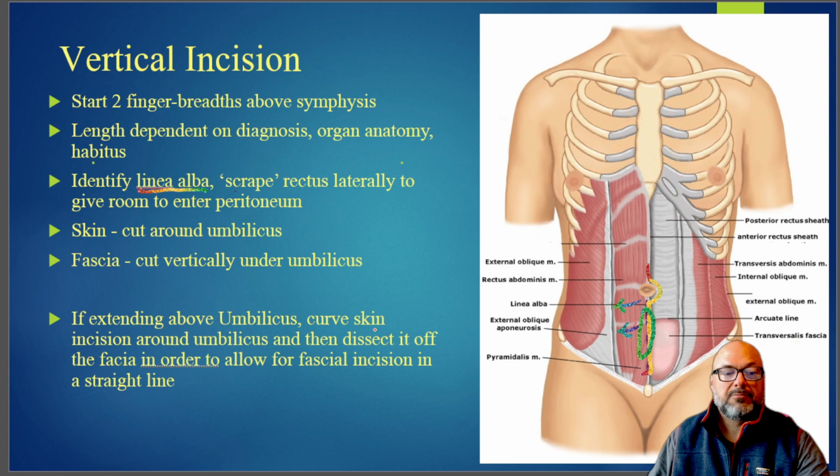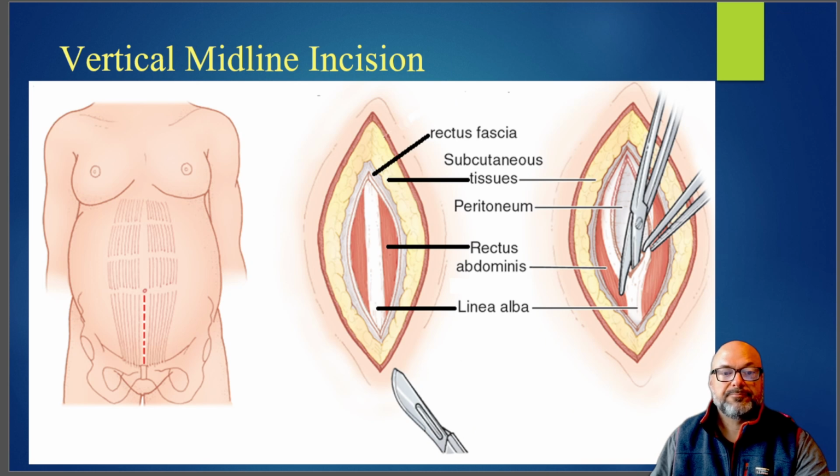We already talked about this, curving the skin around the umbilicus, but then sweeping the umbilicus laterally here so that the incision that you actually make in the fascia is straight up and down. We don't want to have a curved incision in the fascia itself, straight up and down, which is best for reapproximation of fascia and then healing and minimizing hernia formation.